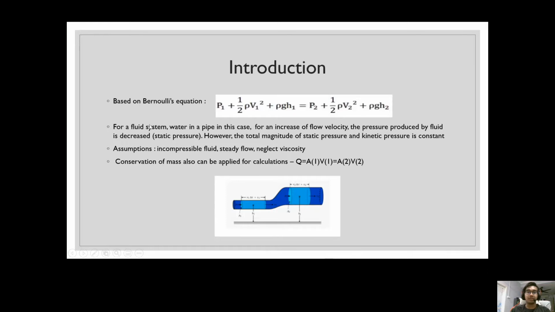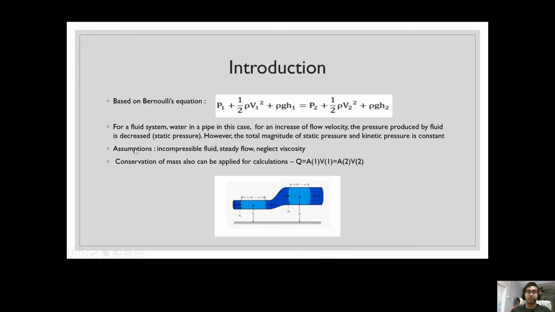So for a fluid system, water in a pipe in this case, for an increase of flow velocity, the pressure produced by the fluid decreases. This is what is stated by Bernoulli. However, the total magnitude of static pressure and kinetic pressure is constant. So we can say that this is equal to a constant.